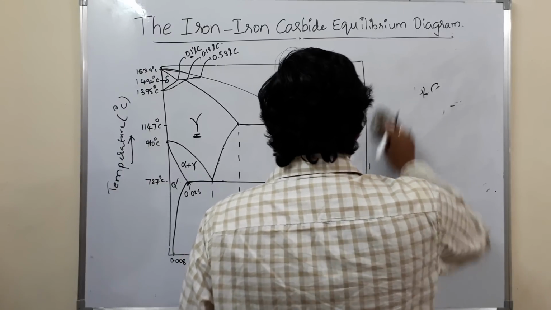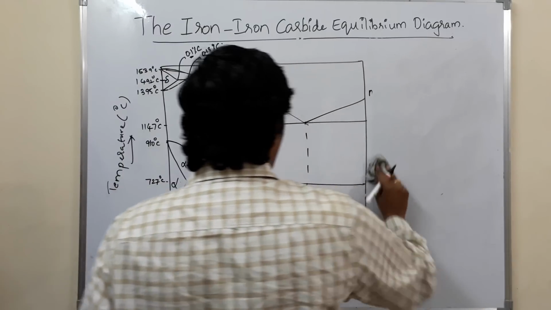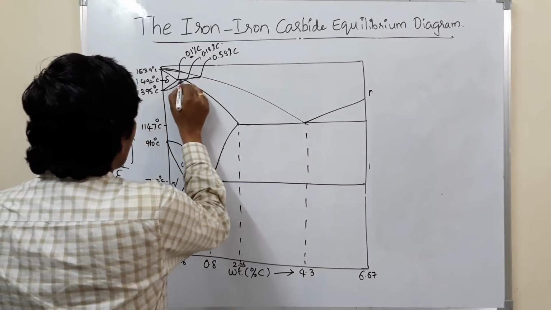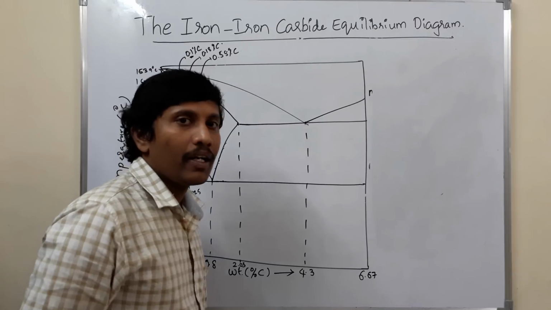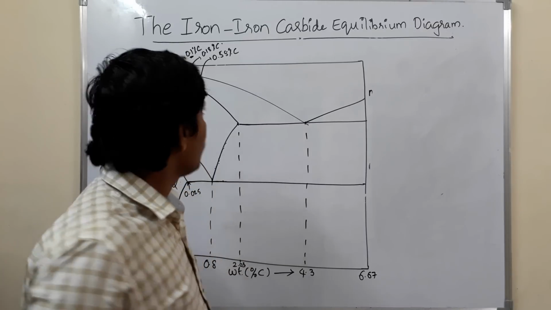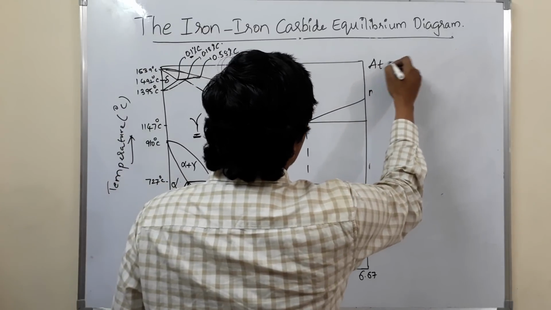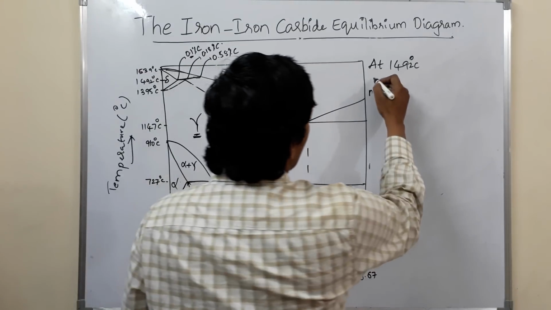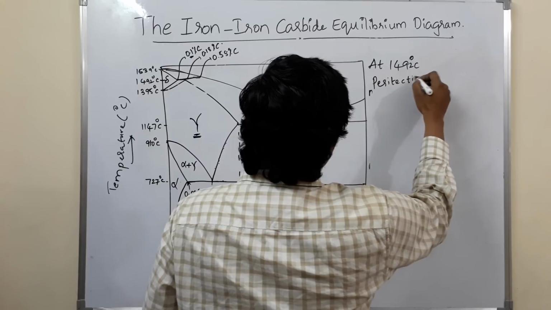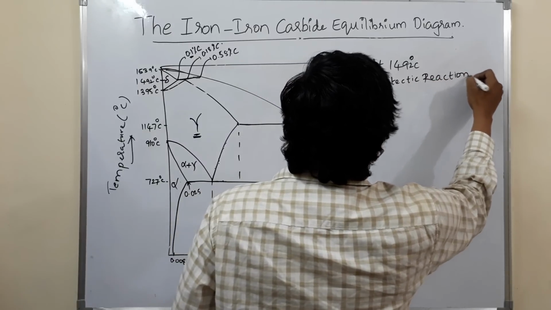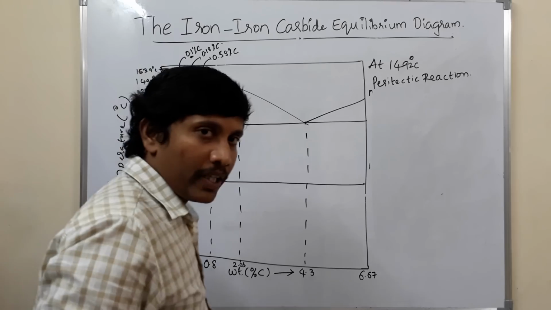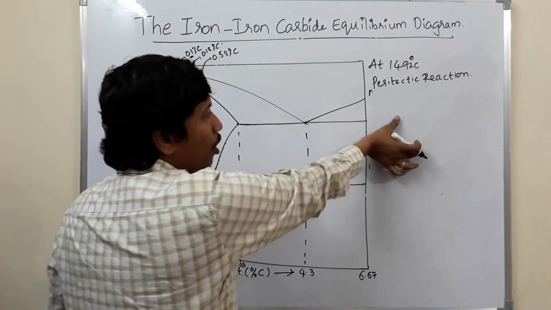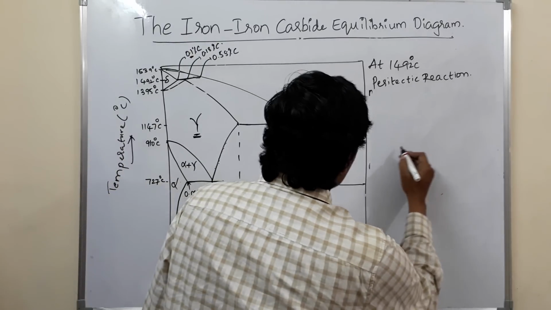Let us see those three different invariant reactions which are occurring. First of all, I will start with this horizontal line where the peritectic reaction takes place. At 1492 degrees centigrade, what is the invariant reaction which is occurring? Peritectic reaction. So I will magnify this part of the image and draw it over here.